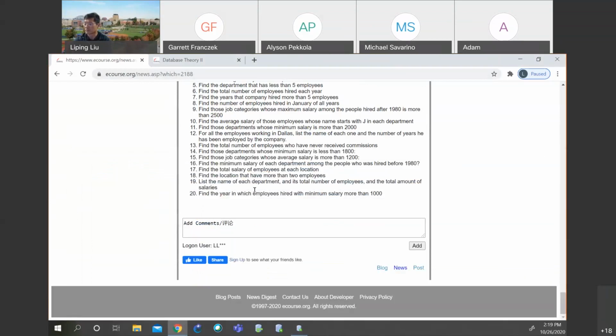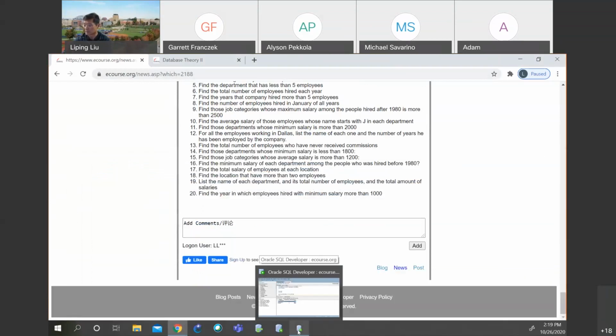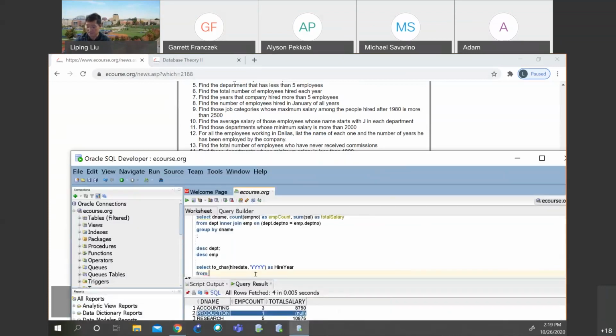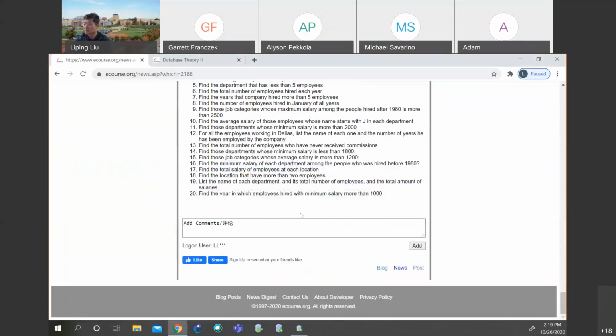So find the year in which employees are hired, okay, with minimum salary. So basically we do not need the second table, so the EMP table is enough. And then we do not divide the cases, do we? So the question here is minimum salary is more than 1,000. So we need to find those years in which employees were hired with minimum salary more than 1,000. So we are considering all employees, we do not exclude anyone.